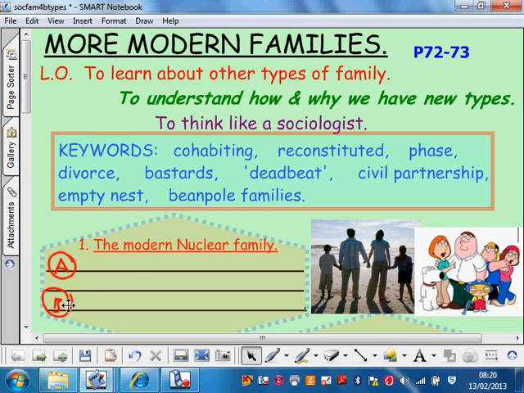But you could also have a modern nuclear family in the sense that both parents work and share the childcare, the domestic duties. So there's more than one sort of modern nuclear family. Yeah, it gets more complicated. We've got a lot more work to do on this in future lessons.